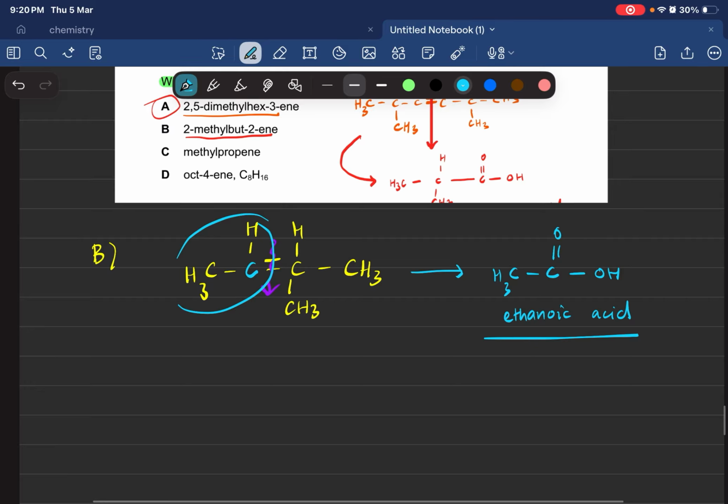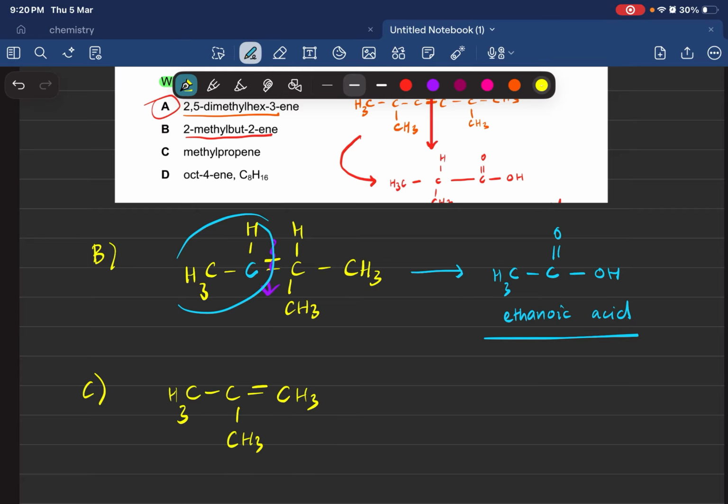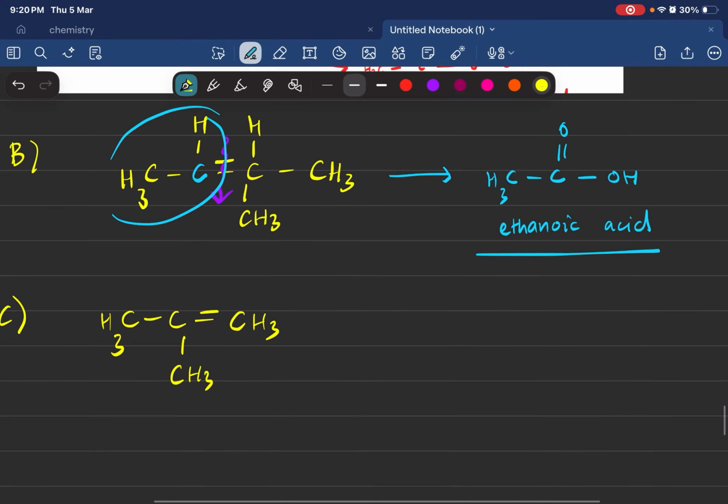Now I'm going to do option number C. Okay, I have methyl propene. Propene means 1, 2, 3, and methyl means a CH3. So that is methyl propene. And now if I break this double bond, this carbon right here is attached to hydrogens only. So it's going to form carbon dioxide plus water.